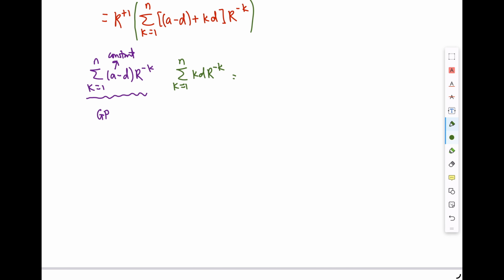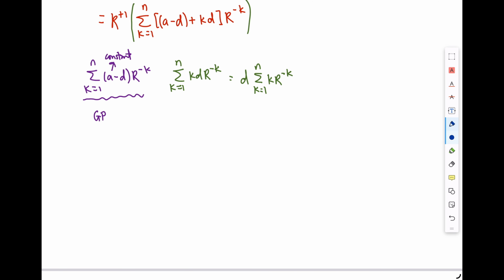This term is not that easy. Let me isolate the D, and we only look at k times R to the power minus k. If we look at this term, I am not sure what it is. Never mind, let's write out a few terms to see. So this is D times 1 times R to the power negative 1, plus 2 R to the power negative 2, plus 3 R to the power negative 3, plus 4 R to the power negative 4.